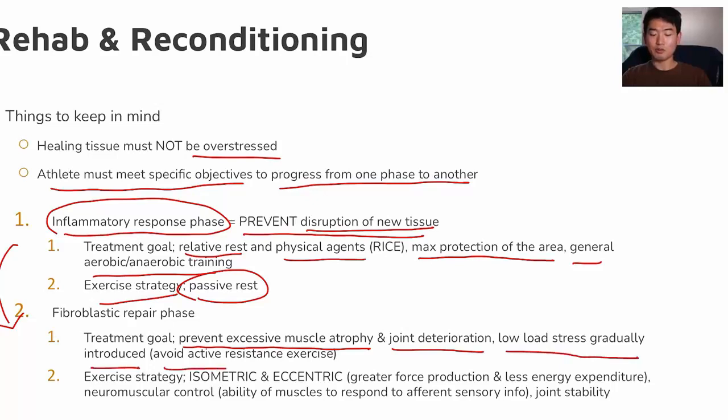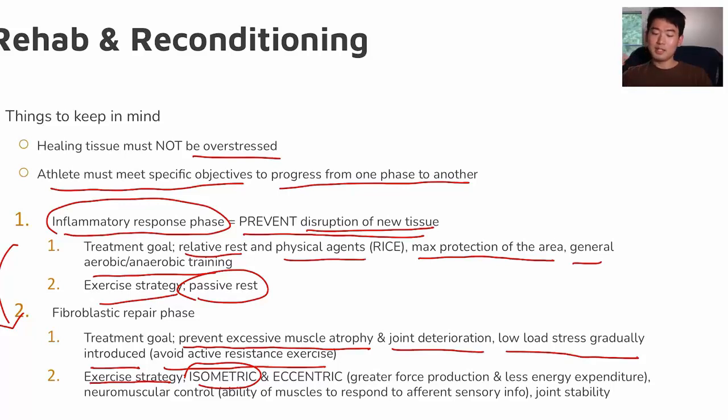So at this point, you want to still try to avoid active resistance exercises, and you're slowly reintroducing that low load exercises for the athlete or your patient. So with exercises, isometric is a good place to start once you're in this phase of the fibroblastic repair phase. There are several research out there that shows that isometric exercises do have some analgesic effects around a joint. And so that's a very safe place to start.